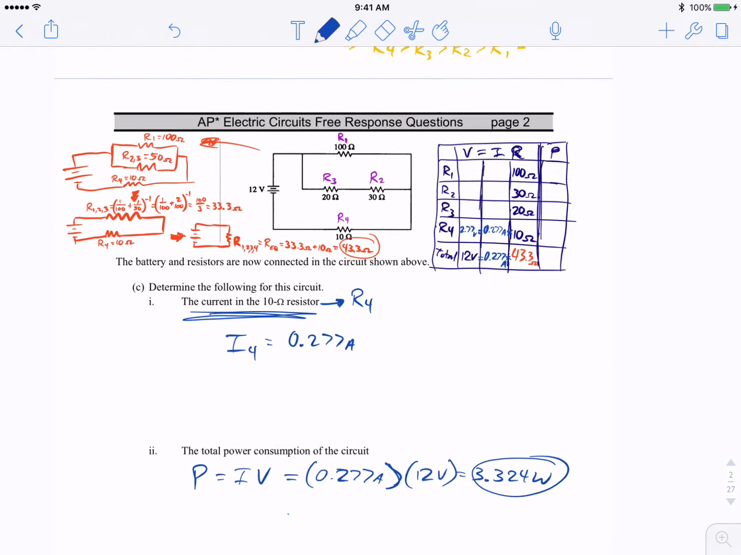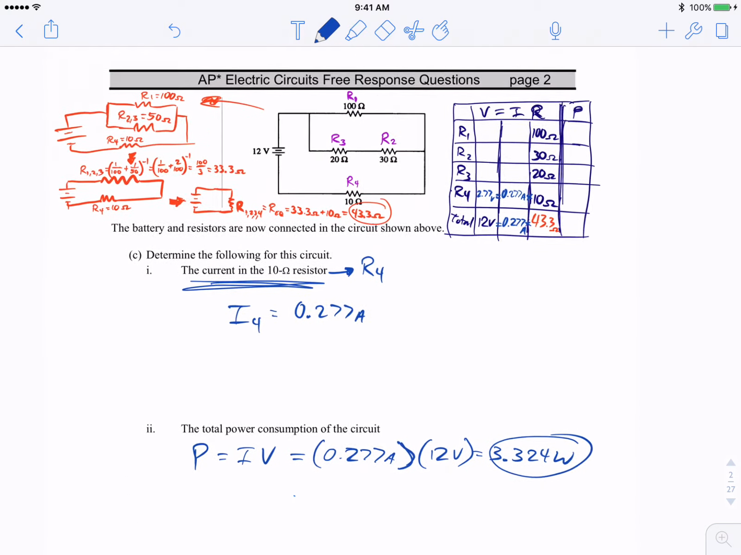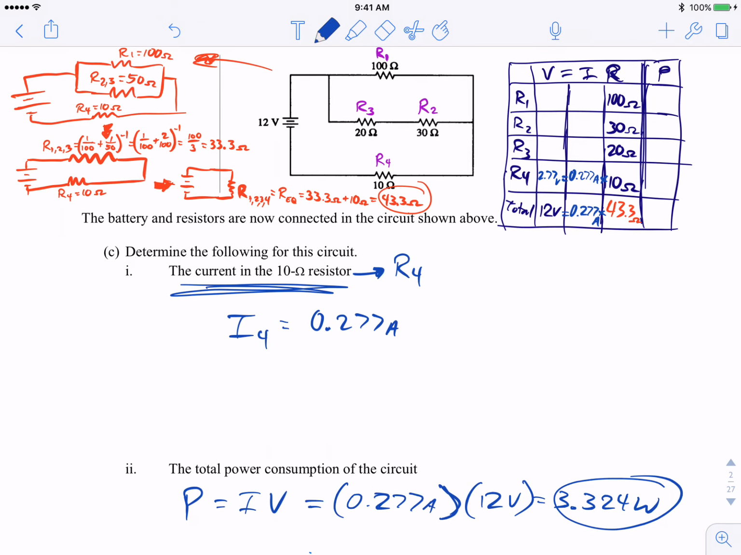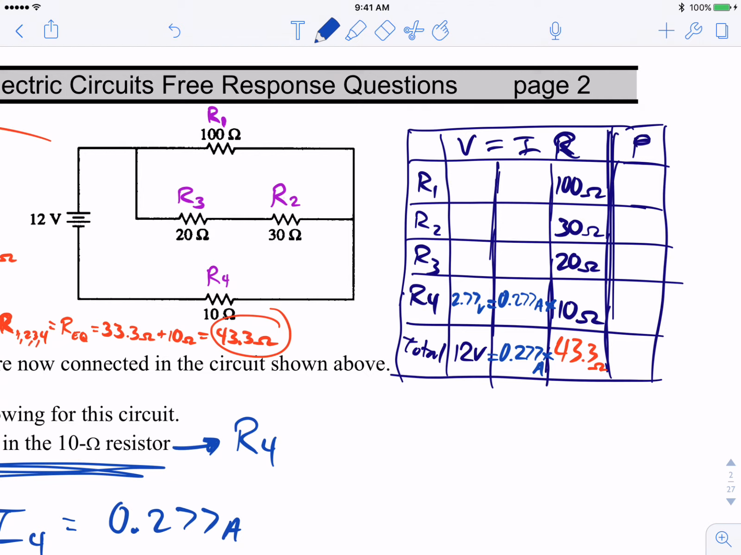Now, let's do like we've been doing throughout. That would be the answer, but let's go ahead and finish out our VIR chart just for practice. So then we would have, let's see here, total current.